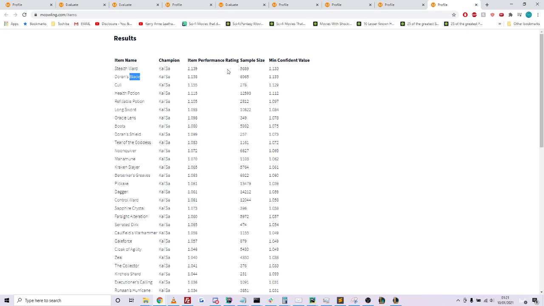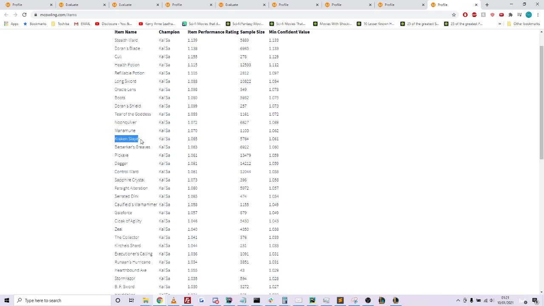So we see that, for example, Stealth Ward and Doran's Blade are the most common purchasing items, and they are the best at increasing your gold percent. Then Cull comes in next, pots and refillable next. And then the core items are down below. So Manamune is the highest mythic or legendary. Kraken Slayer is the highest mythic, I think that's what it's called. Which gives you 6% extra gold compared to when you buy it to how you end the game.